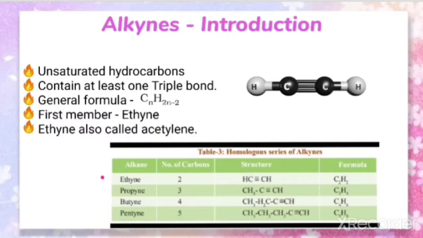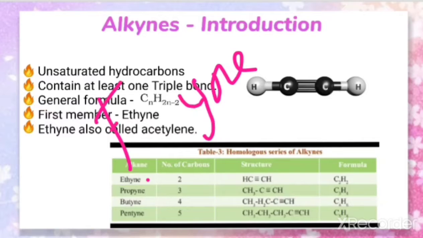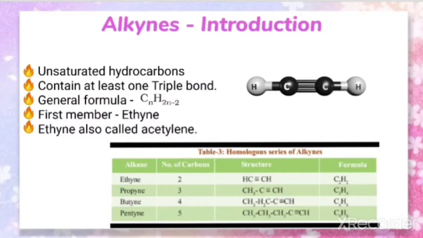The first member is ethyne, that is, the 2-carbon alkyne is ethyne. Next, 3-carbon propyne, butyne, and the 5-carbon is pentyne. Here we are using the suffix YNE for representing alkynes, as you can see: ethyne, ethyne. So like this the name comes, and when you look at the structure given here, it has a triple bond between the carbons. So at least one triple bond should be there in order to be an alkyne.